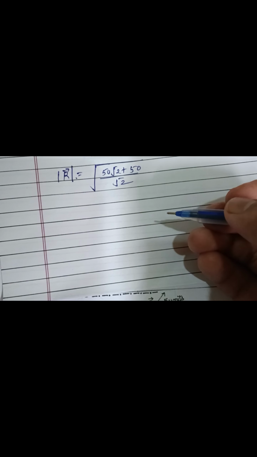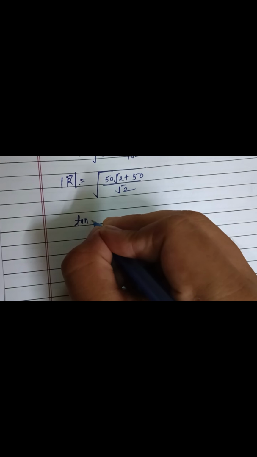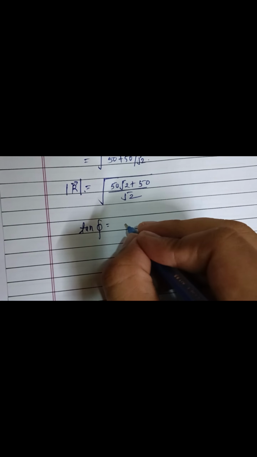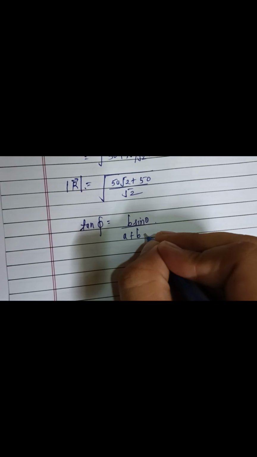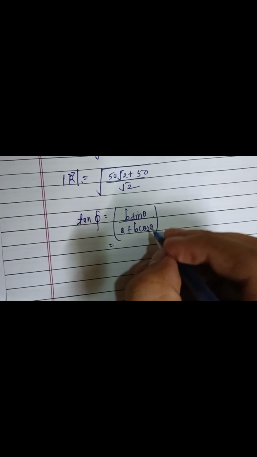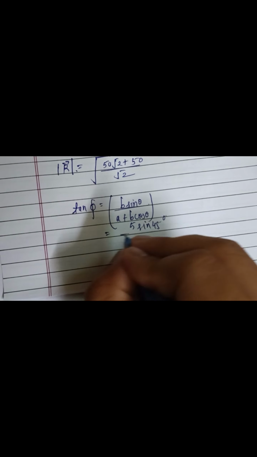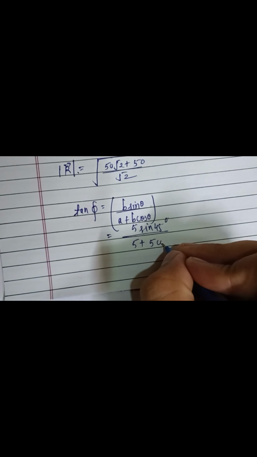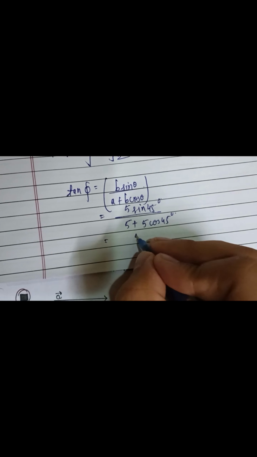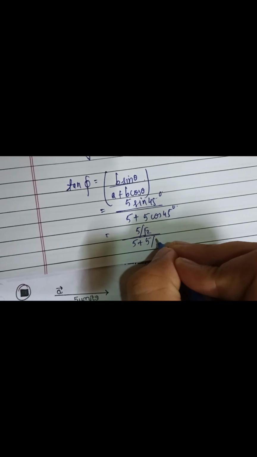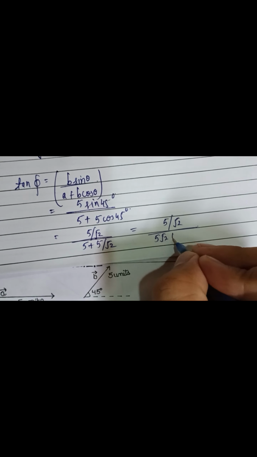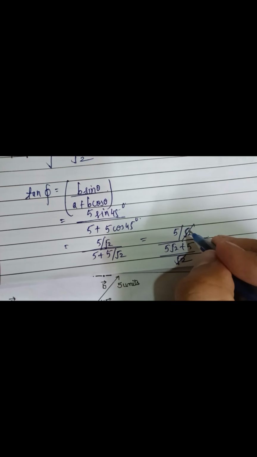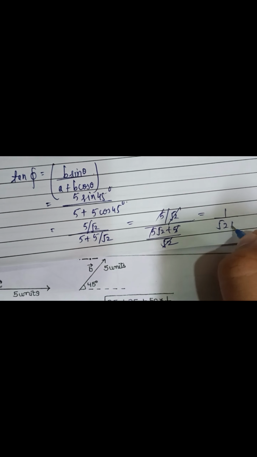Now let's find tan alpha, or tan phi, which is equal to b sin theta upon a plus b cos theta. Therefore 5 into sine of 45 degrees upon 5 plus 5 into cos of 45 degrees. Therefore 5 by under root 2 upon 5 plus 5 by under root 2 is equal to 5 by under root 2 upon 5 under root 2 plus 5 whole by under root 2, is equal to 1 upon under root 2 plus 1.